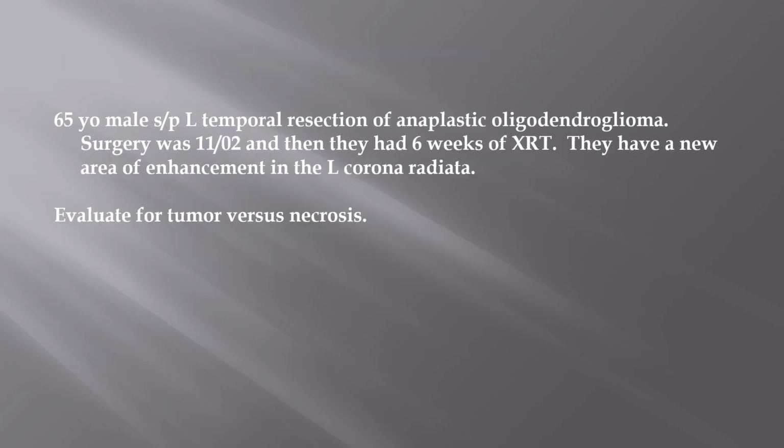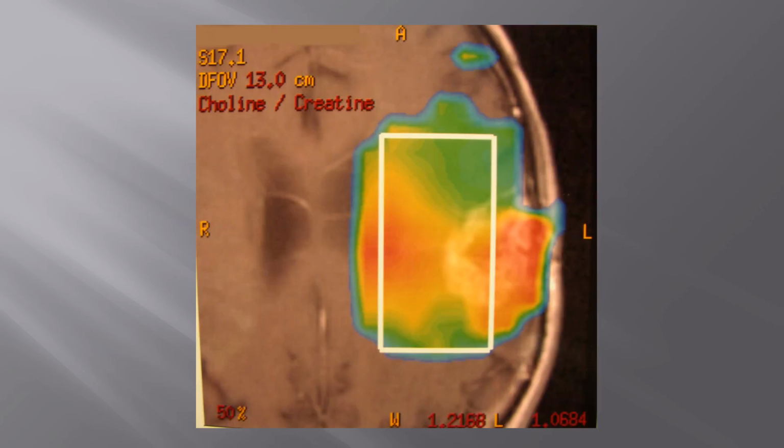So here's an example. A 65-year-old male had a left temporal resection, anaplastic oligodendroglioma. Surgery was 11-2, then had 6 weeks of XRT, and has a new area of enhancement in the left corona radiata, so in the more cranial portion of the brain. Here's a lesion, looks kind of solid, so that's kind of worrisome. And we did a multivoxel spectroscopy, choline creatine, and we did it here to avoid the calvarium.